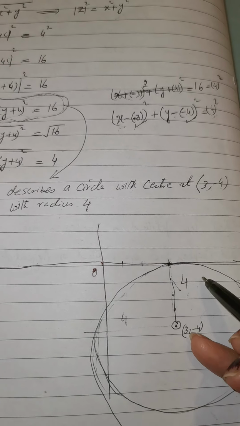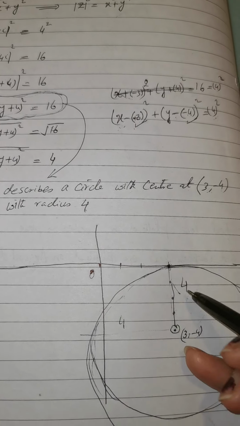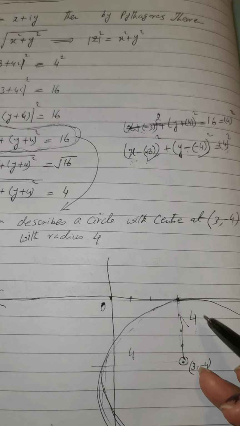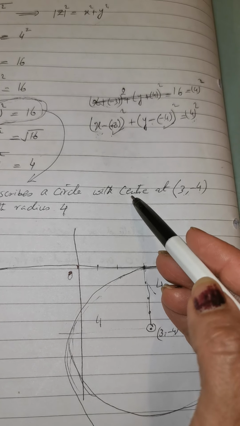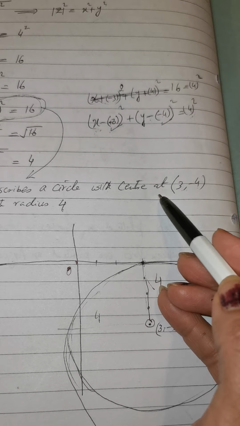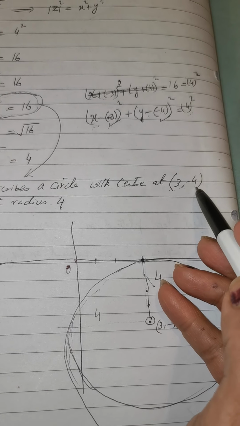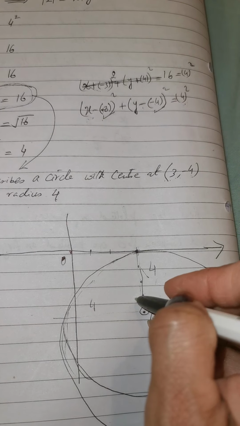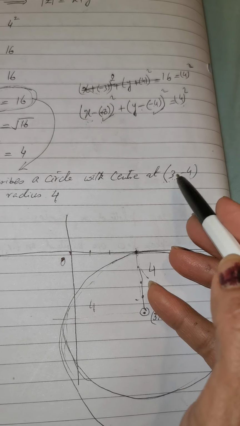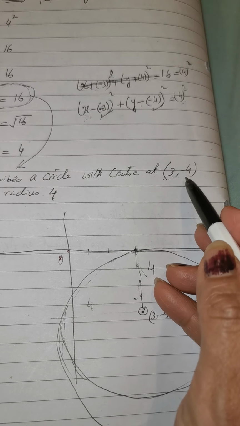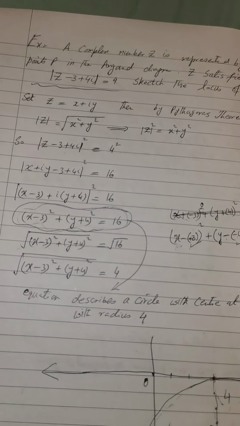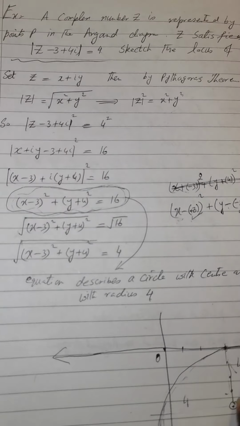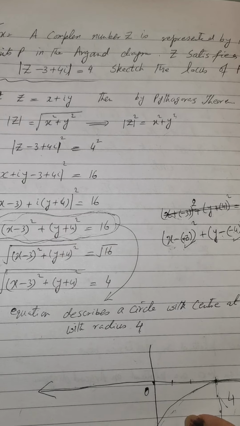So always remember where the locus of the circle will be. You have to know where the center will be, 3 minus 4. So it will be in our fourth quadrant, where the x-axis is positive and the y-axis is negative here. So in this way we will draw the complex loci.